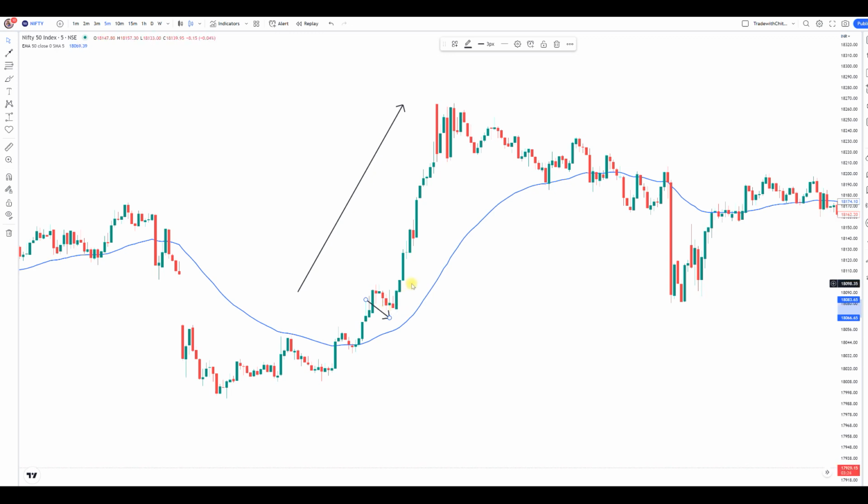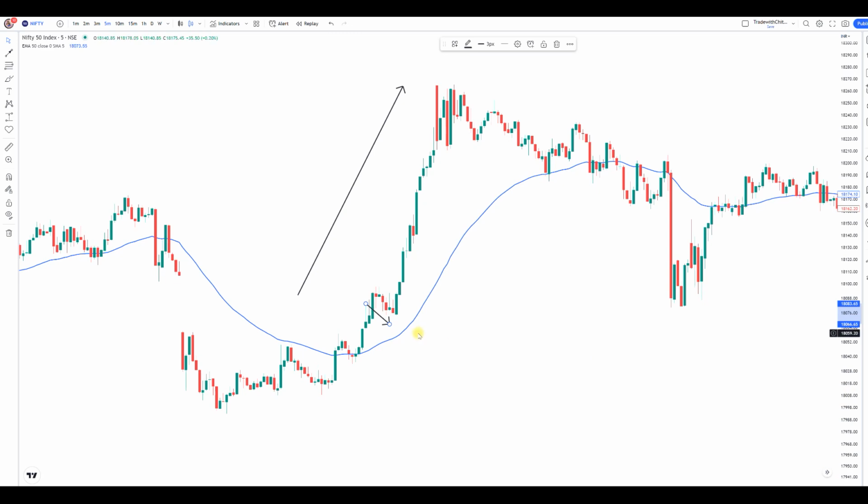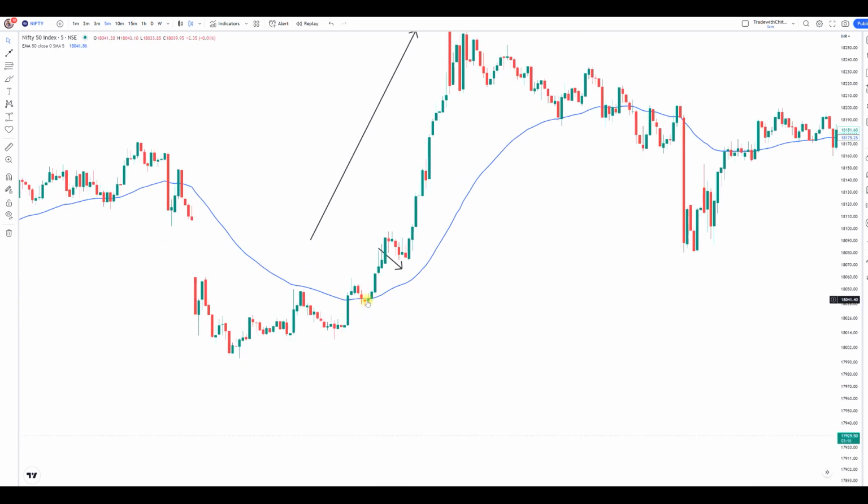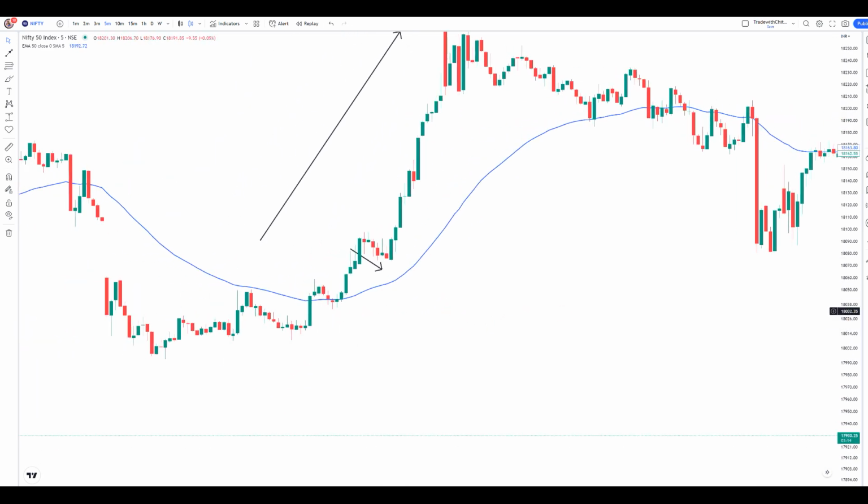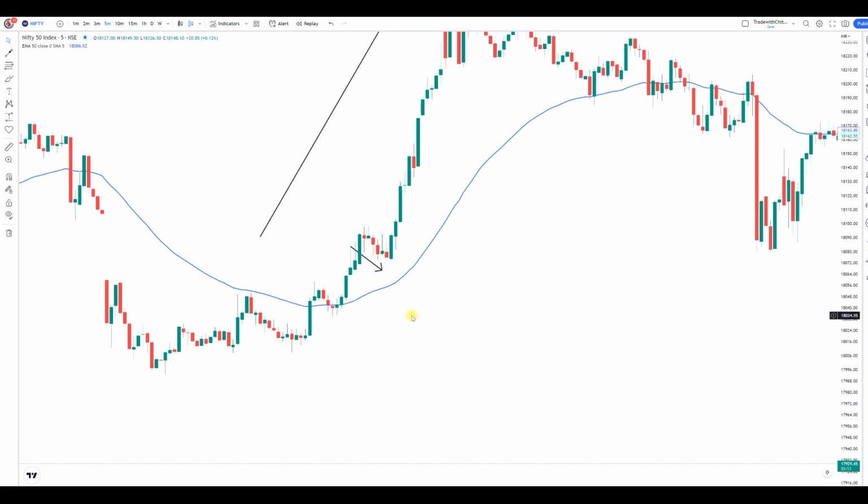So where should we enter exactly when we are trading with the EMA? That I will tell you. Here the price is moving above the EMA, and we got two dojis also. This doji is very powerful. It is an indecision candle, like a fight between the buyers and the sellers.